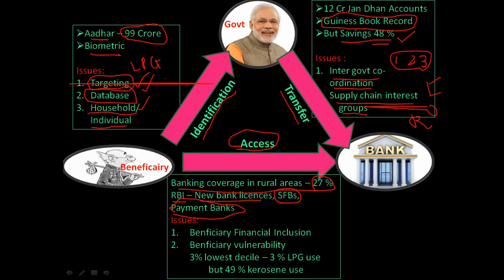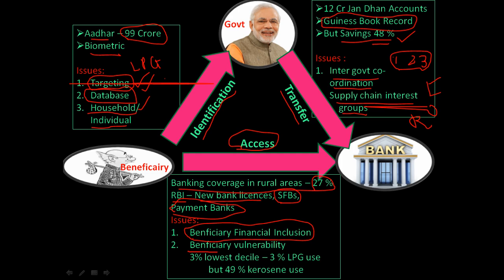The issues which are very important are, first, beneficiary financial inclusion. The fellow who needs the subsidy should be included into the net of social security, and that is achieved by this Jan Dhan account.